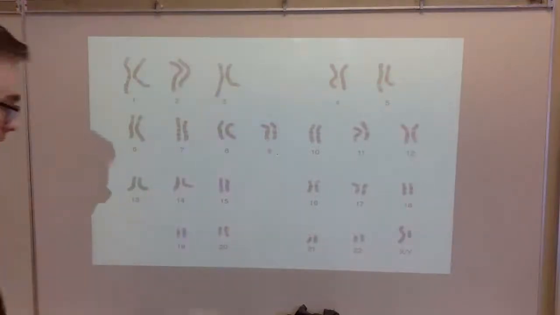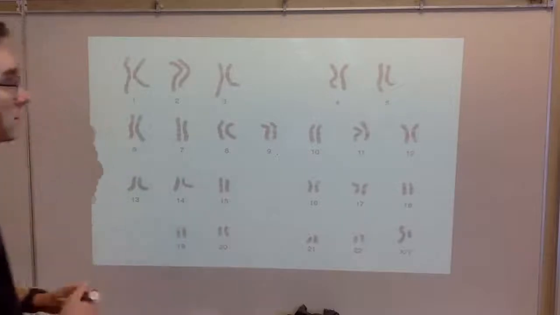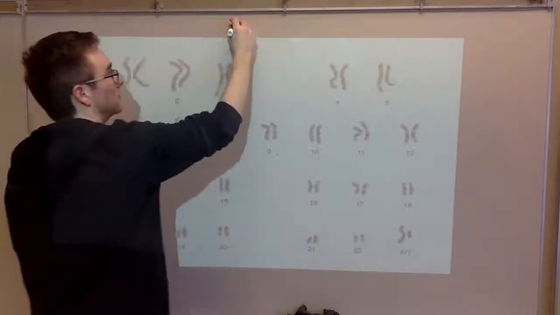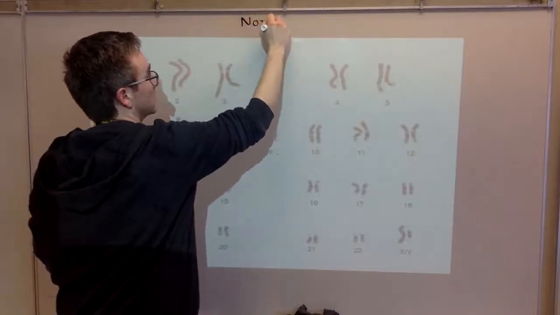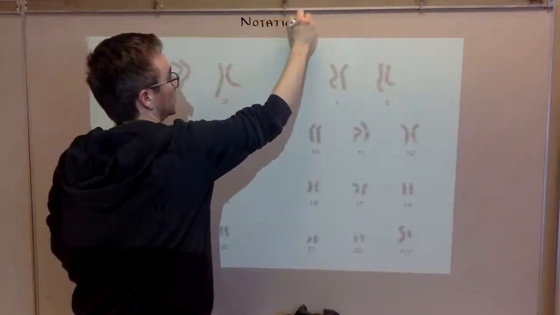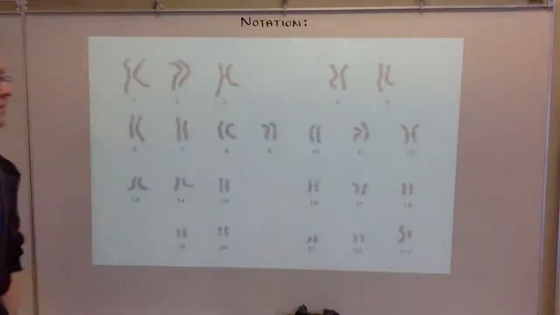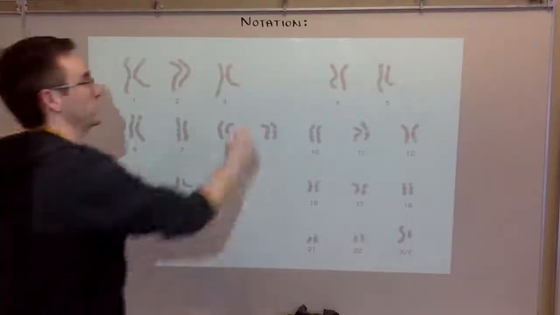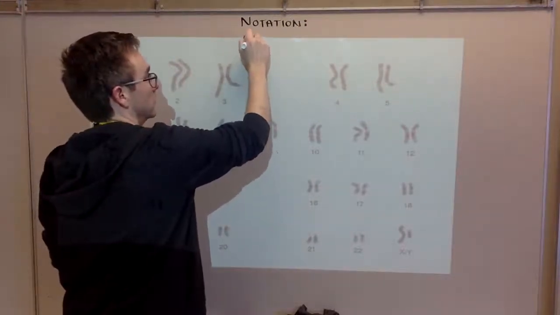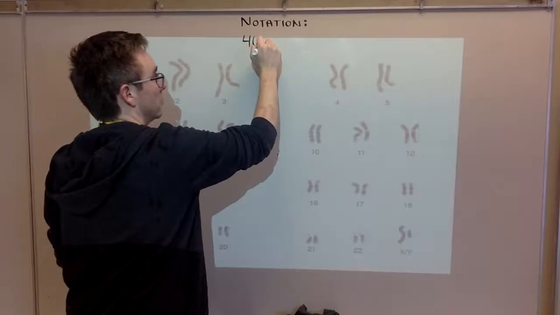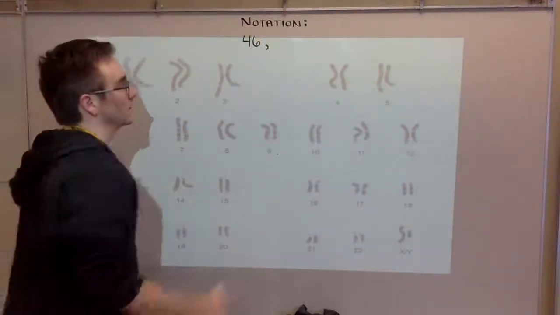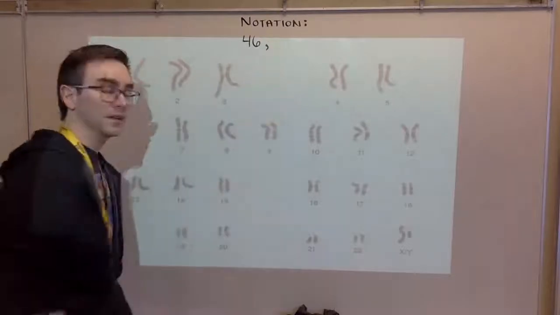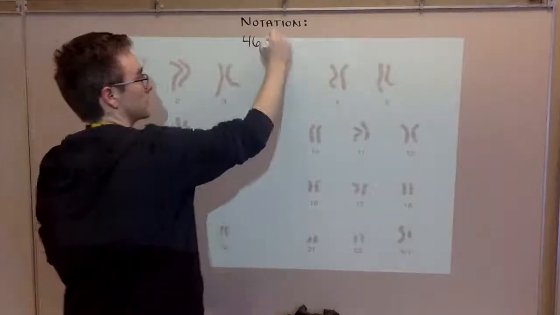I want to show you a little bit of notation. The way that I would write this notation, because then we'll look at what it looks like when it's not healthy. This is what we call chromosome notation. There are here 46 chromosomes, so there's the number of chromosomes, and then you would write what the sex chromosomes are.